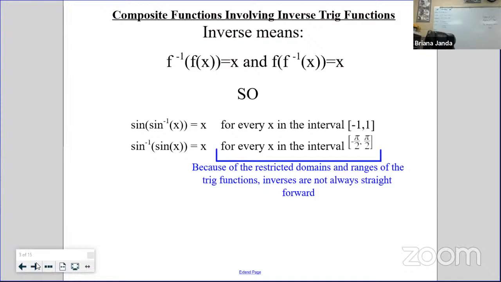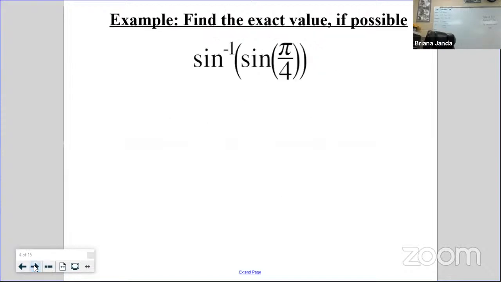So it won't always be straightforward, like directly undoing each other, and we have to pay attention to whether that would be in our domain and our range for those functions. So looking at some examples here.